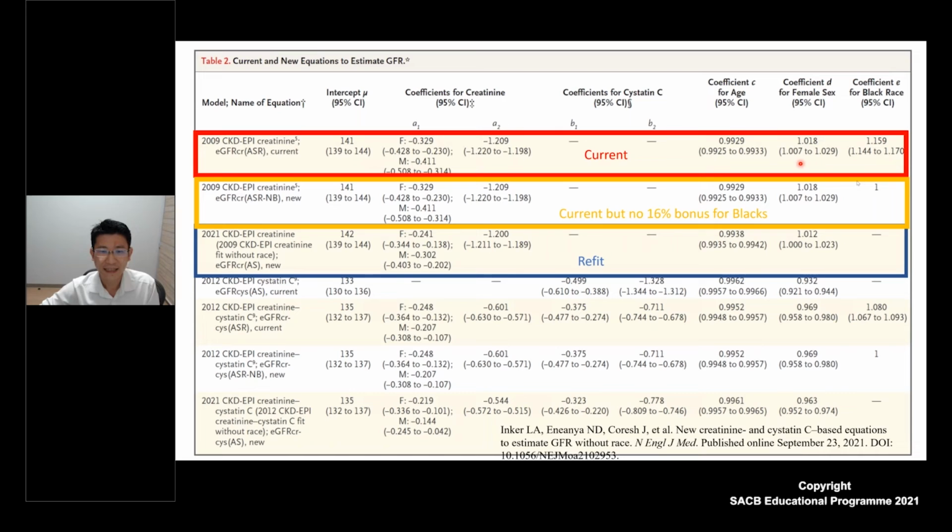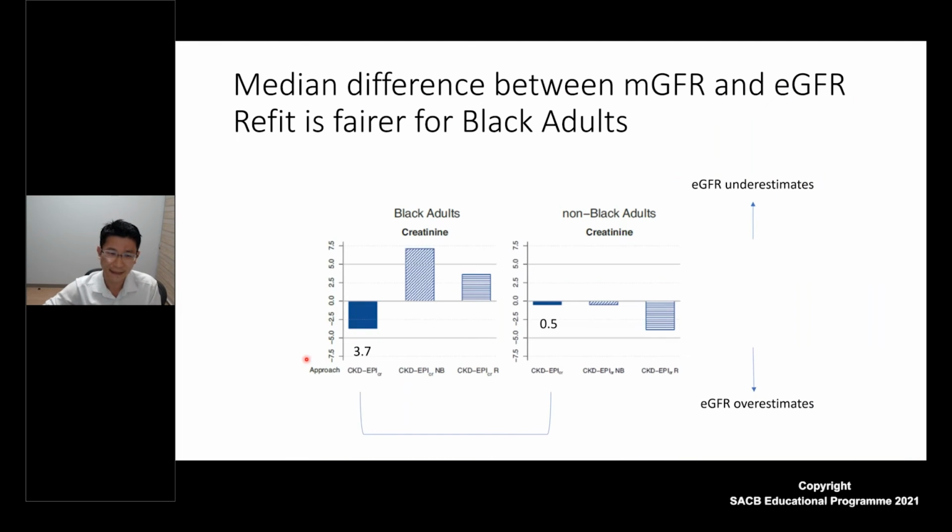Sometimes what happens is that you don't want to correct it by the 16% bonus, but in this case they refitted the whole equation. So it remains to be seen whether Singapore labs need to refit the equations or not. What it means is that this is for black adults, this is for non-black adults. This is the original CKD-EPI, so this is an overestimate.